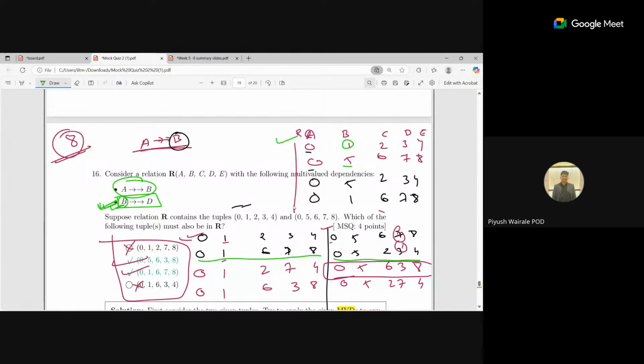Or even you can take this table and B multi-determine D. First take this T1 and this T2, interchange the D value here. It will be 7, it will be a 3. Write down those 2 new rows, and then take this T1 and this T2. Again interchange the D value and write down those 2 new rows.